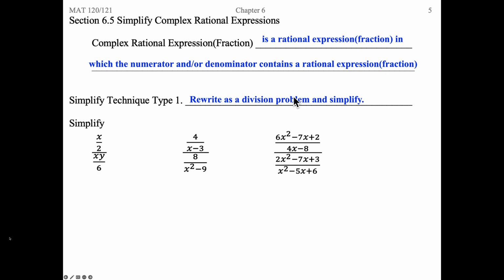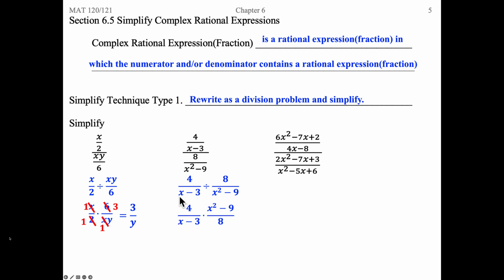So we're going to rewrite this as a division problem. We don't divide by a fraction, we multiply by the reciprocal. We cancel the x's, we cancel the 2 into the 6 3 times, we get 3 over y. Second example, rewrite that as a division, flip it, and then we'll start to cancel. 4 goes into 8 twice. X squared minus 9 will factor to be x plus 3 times x minus 3. We'll cancel the x minus 3's, and you have x plus 3 over 2.